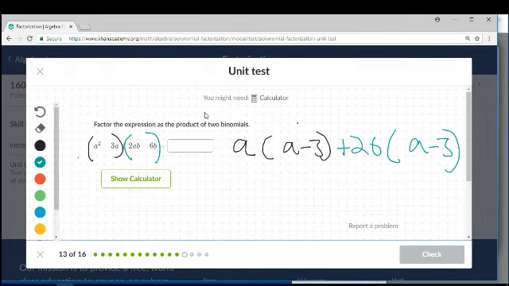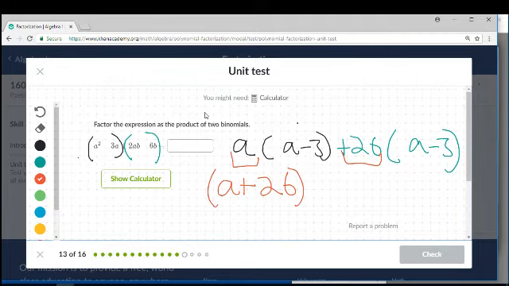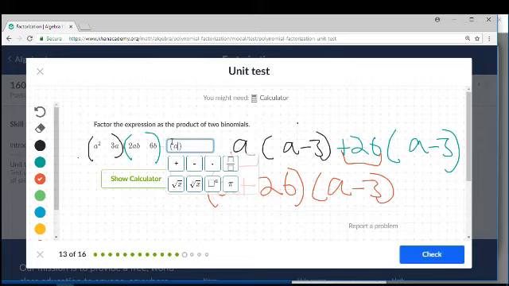And so what I actually have here is I can rewrite this term as a term and this term as a term, so I can have a plus 2b times a minus 3. A plus 2b and a minus 3. That's called factoring by grouping.